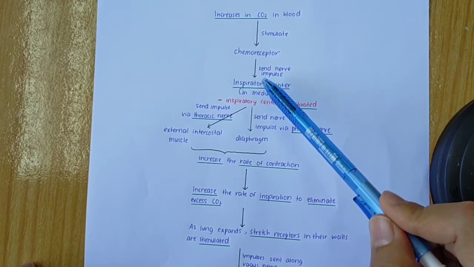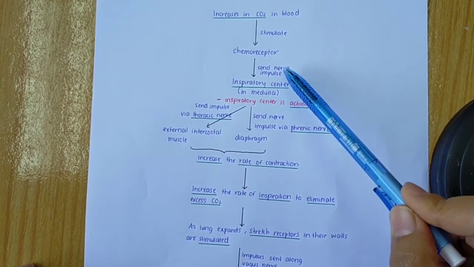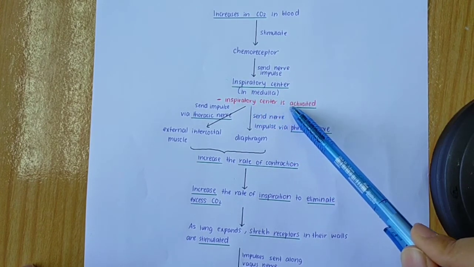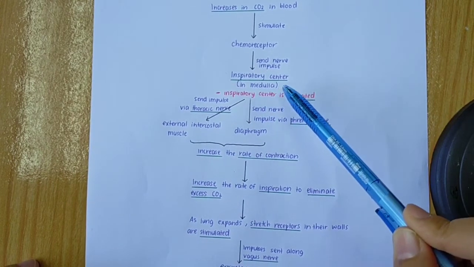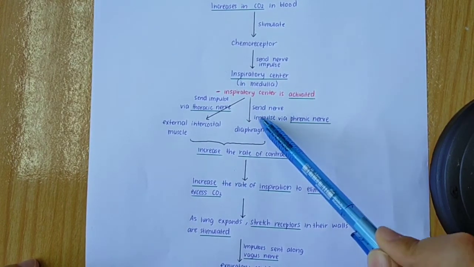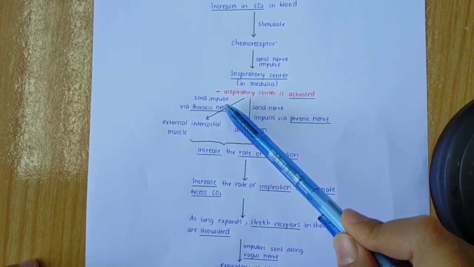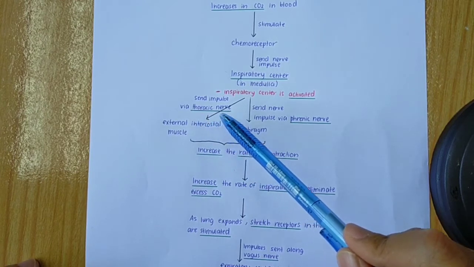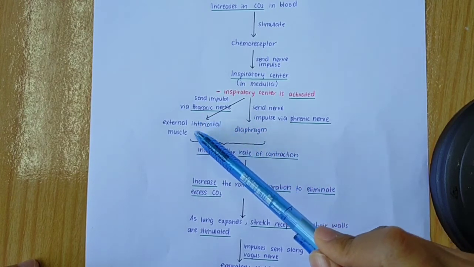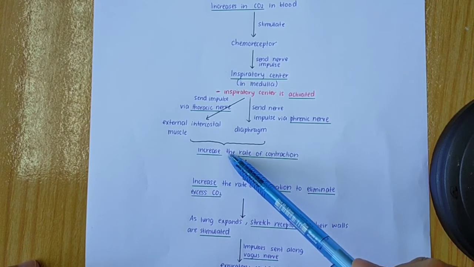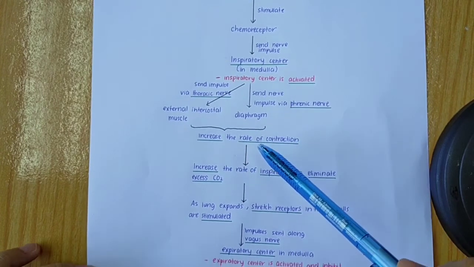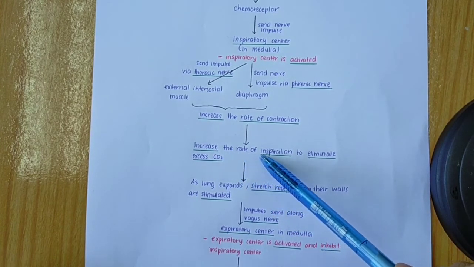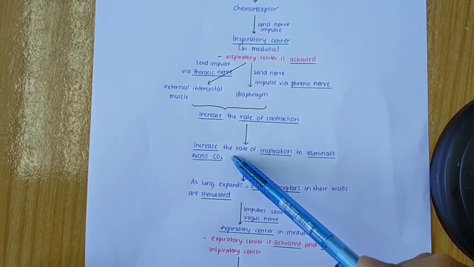Once the inspiratory center receives the impulse from the chemoreceptor, it is activated and it will send nerve impulse via phrenic nerve to the diaphragm, and also send impulse via thoracic nerve to the external intercostal muscle. Once both diaphragm and external intercostal muscle receive the impulse, they will increase the rate of contraction. Besides that, it also increases the rate of inspiration to eliminate excess carbon dioxide.